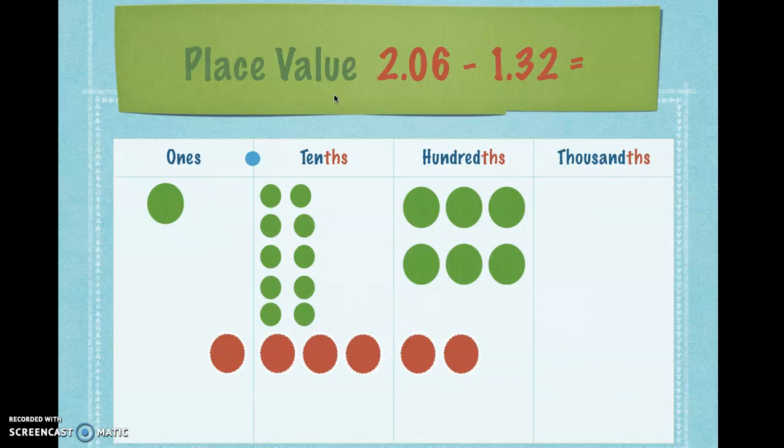So now I have 1 one, 10 tenths, 6 hundredths on the top, and 1 one, 3 tenths, and 2 hundredths on the bottom. And then I just do it as I did before. So the difference between 1 and 1, 0. The difference between 10 and 3, 7. And the difference between 6 and 2, 4. Make sure you line up your place value columns with your decimal points, and that your decimal point is in line with your answer. So my answer here would be 0.74, or 7 tenths and 4 hundredths, or 74 hundredths.